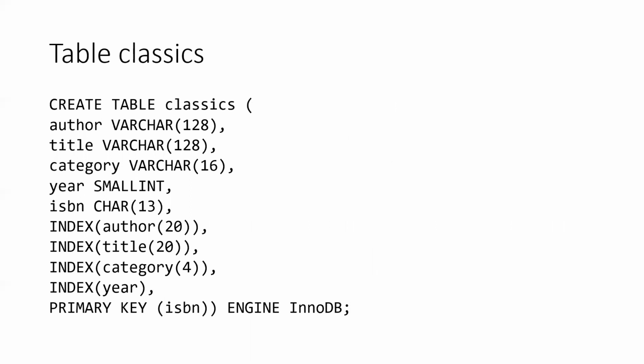So now if you summarize our table creation from beginning to the end so far, this is how it looks. You are creating the table classics, and then author is VARCHAR, title VARCHAR, category VARCHAR, year SMALLINT, ISBN CHAR(13) because it's fixed. And then you are creating indexes for the 4 fields here, and the primary key you have selected as ISBN, right? And then you define the engine as InnoDB.